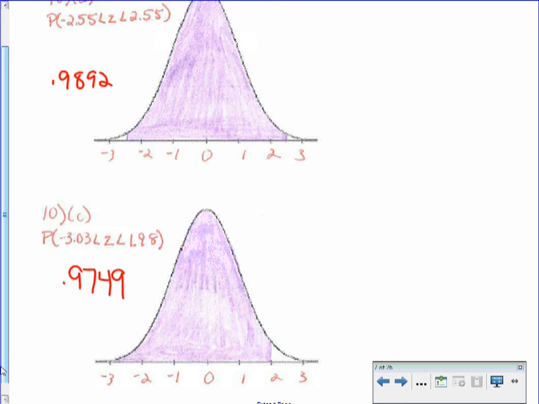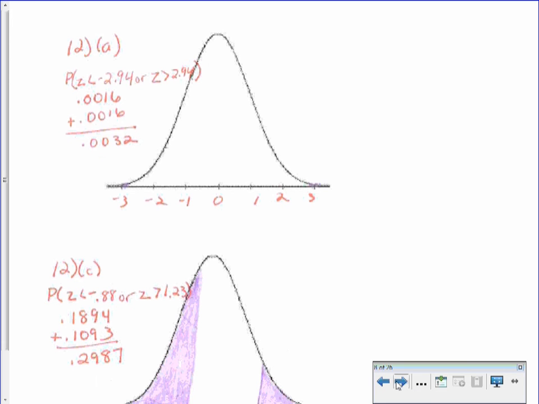All right, and then last but not least, we have the number 12, which are the little tail pieces out on the ends. So the first one we had to the left of negative 2.94 and then to the right of 2.94. So those are symmetric values. There's a little bit of probability out there. So 0.0016 for both sides. So a total of 0.0032.